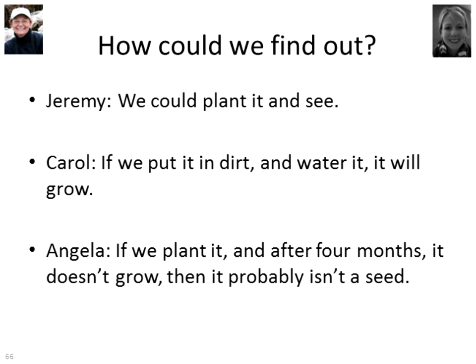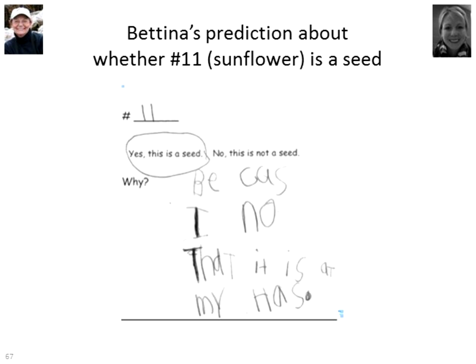So in this slide, which is Bettina's writing about a particular object, we hadn't decided because we didn't have any evidence yet, so we had numbers for the different objects, and this one happened to be a sunflower. Bettina wrote, "Yes, this is a seed because I know that it is at my house." So we wanted children to bring in their prior knowledge, what had happened in their personal lives and family lives, as well as what has happened in school. And we encouraged kids to talk about all of that information that they had.